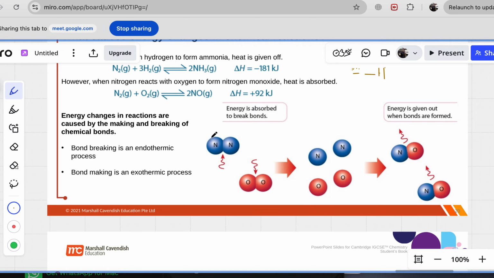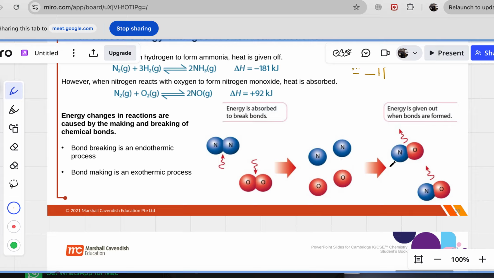Nitrogen is a diatomic molecule. Diatomic means they have two atoms. Oxygen and the halogens are also diatomic. So you need heat energy to break this bond into individual atoms. There are two of them bonded together, and you break them into single ones.